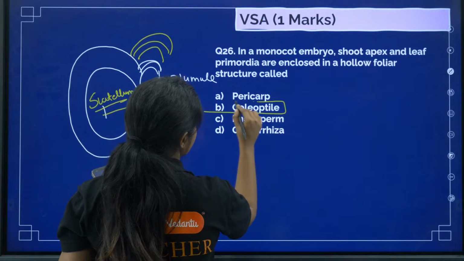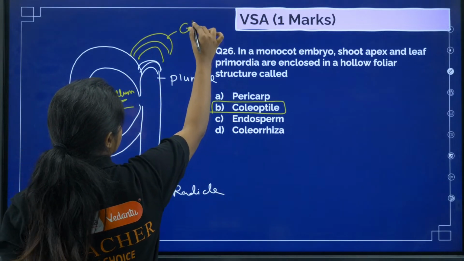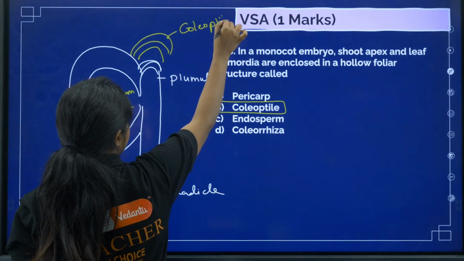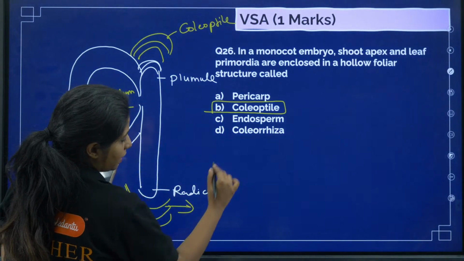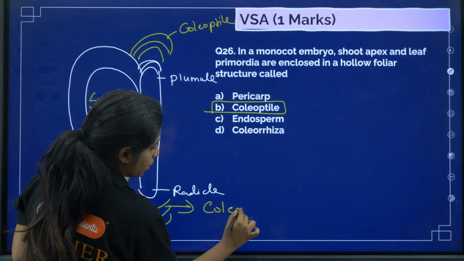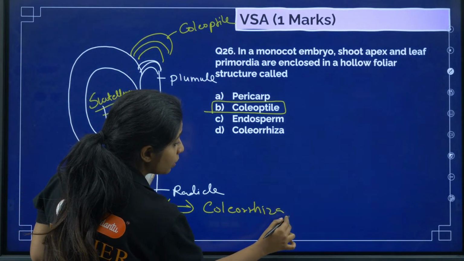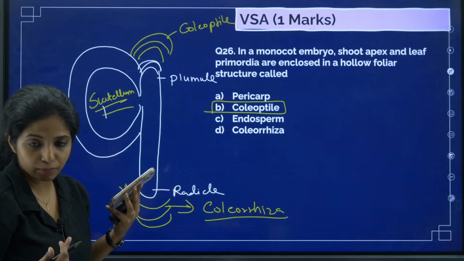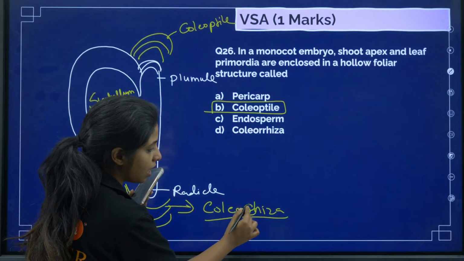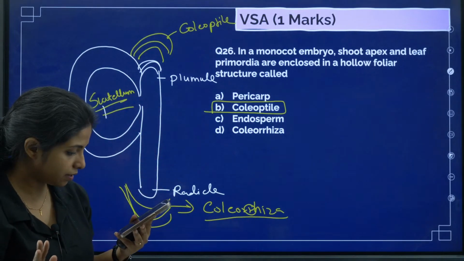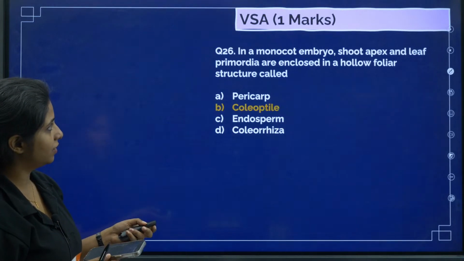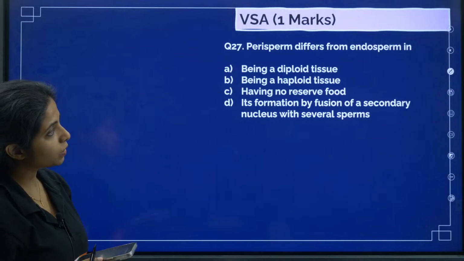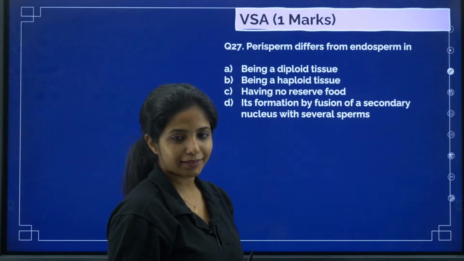Actually, this is known as coleoptile. The thing that you see over here is known as coleoptile, and the root is kept safe with the help of coleorhiza. If you ever get confused between coleorhiza and coleoptile, just remember coleorhiza has an R and root also has R. Okay? Chalo. Good.